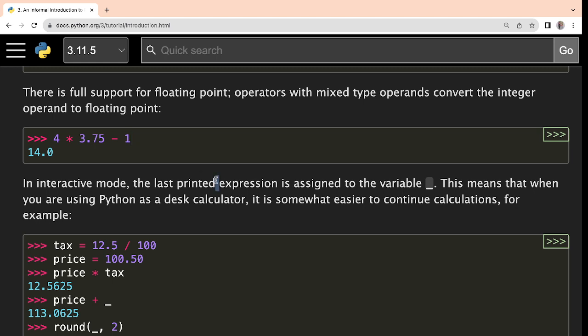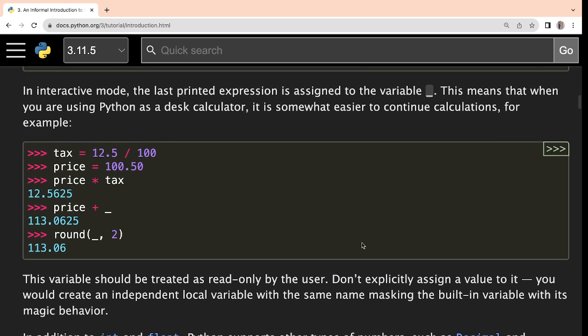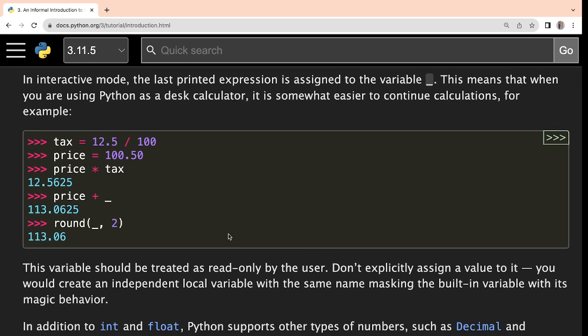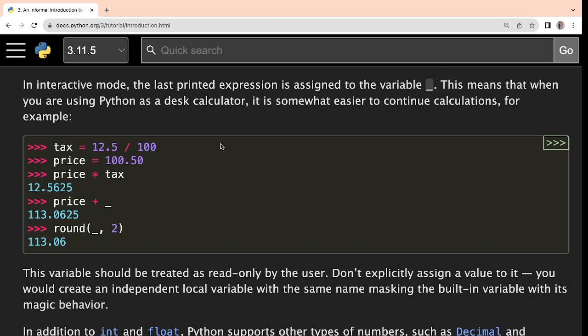Understood? So the support is given to floating point numbers. The integers will be converted to floating point, and then the calculation will be performed. So please remember this. After this, one very interesting feature is there: in the interactive mode, keep this in mind, the last printed expression is assigned to the variable underscore.